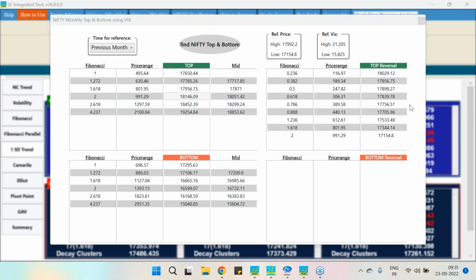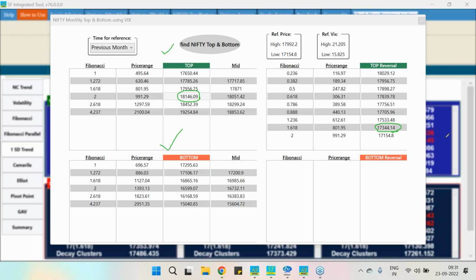There are two things given here: one is the bottoms and the other is the tops. One top has been formed at 18,146. From here the retracements are starting. This retracement will be completing at 17,344. This is the level we should watch out for.